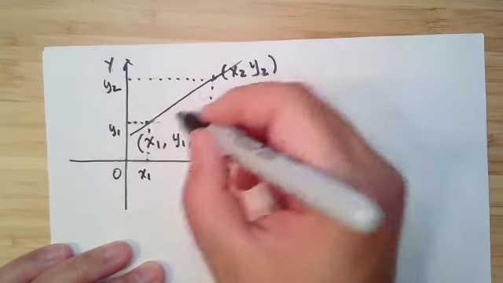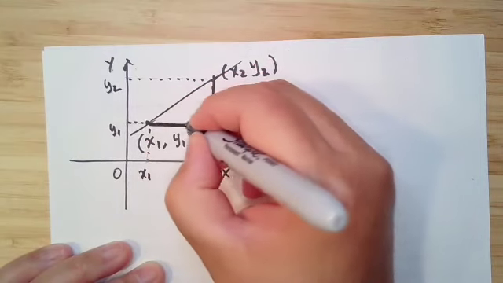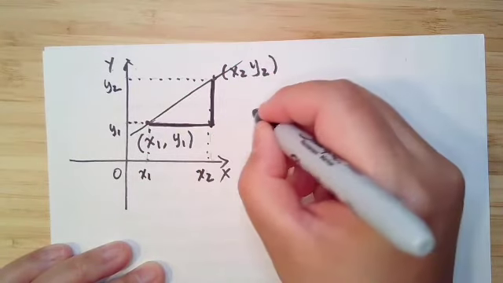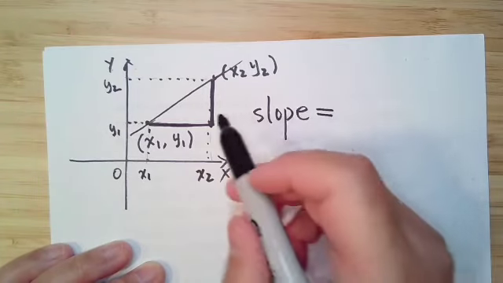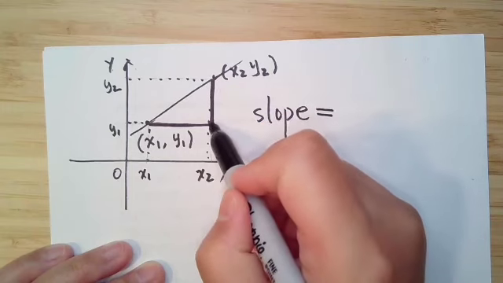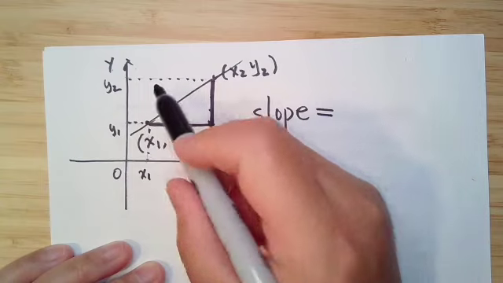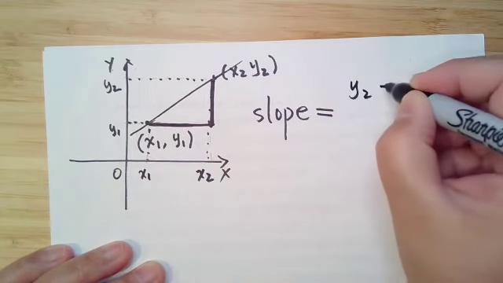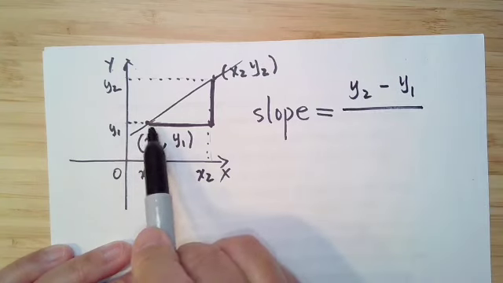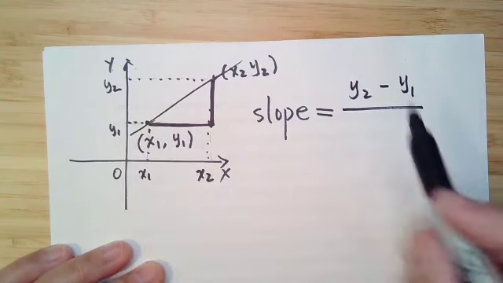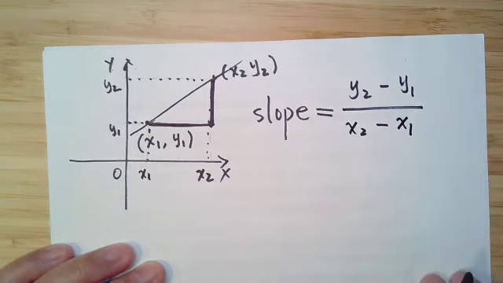Now from here to here, the slope is rise over run, right? And what is rise and what is run? Slope is rise over run. Rise is from here to here, which is from y1 to y2. The difference is y2 minus y1. And run is from x1 to x2, so that is x2 minus x1. This is the slope formula.